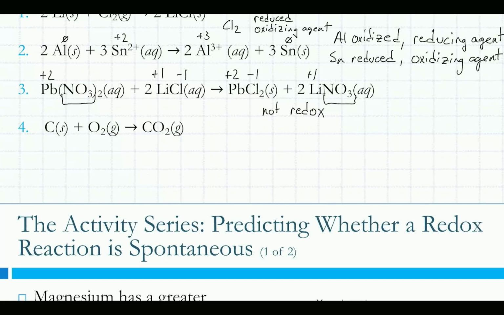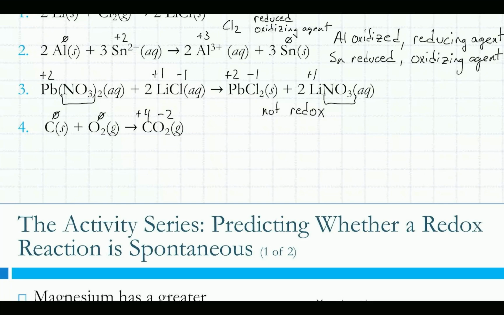All right, so number 4, is number 4 a redox reaction? What are the initial oxidation states? 0 and 0. But in a compound, we would assign oxygen first. So this is negative 2. Carbon would be plus 4. And really, for the purposes of this, I guess you could just say plus or minus.